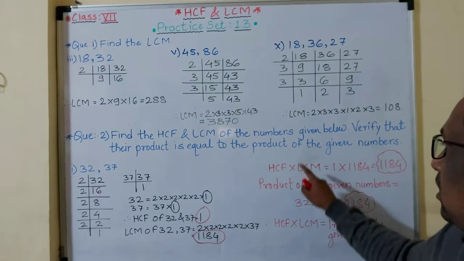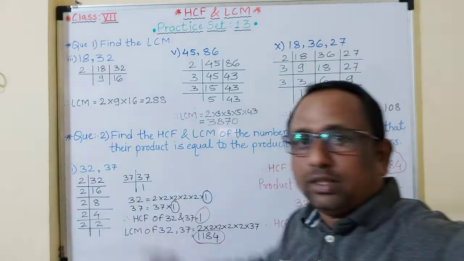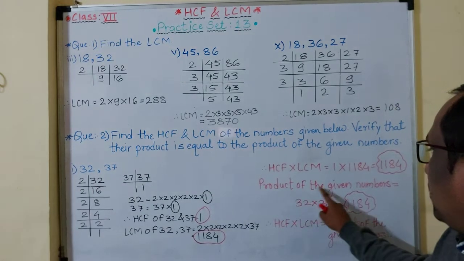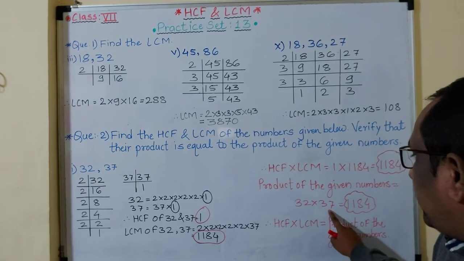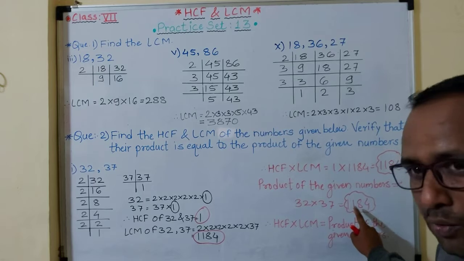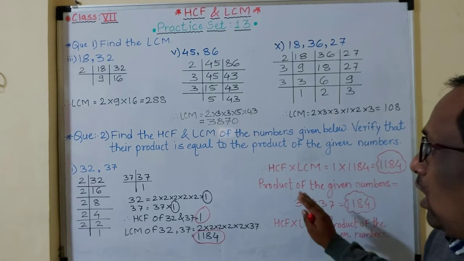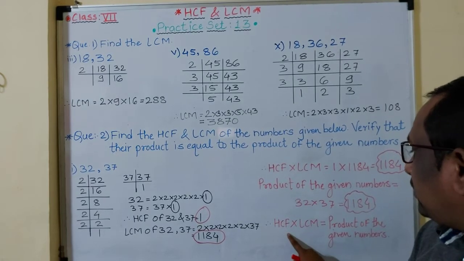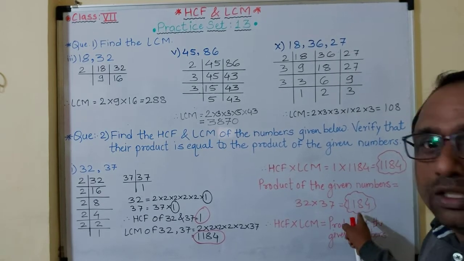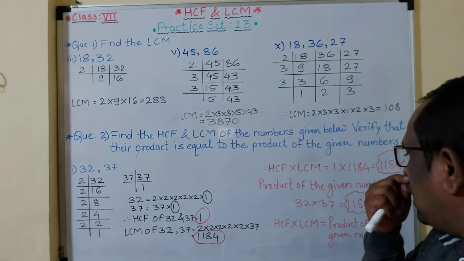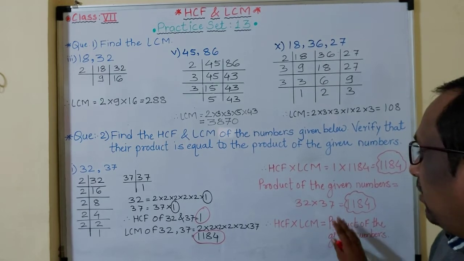Now they ask, then we have to verify with the product of the given numbers. The given numbers are 32 and 37. Okay, so again we have to multiply the given numbers, 32 multiplied by 37. If we multiply 32 and 37, we get the answer 1184. Okay, so at last we have to write, therefore, the product of HCF and LCM is 1184, and the product of the given numbers is also the same, that is 1184. Okay, so therefore HCF multiplied by LCM is equal to the product of the given numbers. This way you have to write.